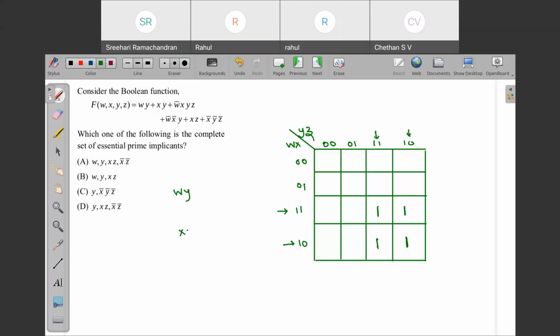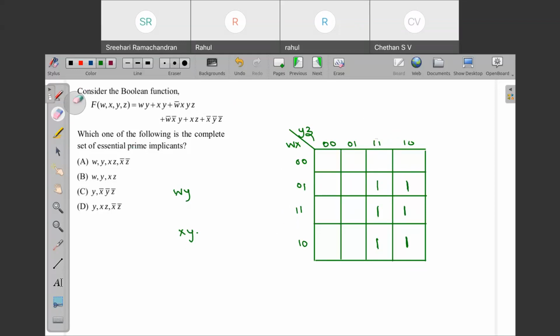Next is XY. So X equal to 1, Y equal to 1. So X equal to 1 is present over here and here. And Y equal to 1 means it is present over here and here. So these are the common places. So over here also we have one. Okay, fine.